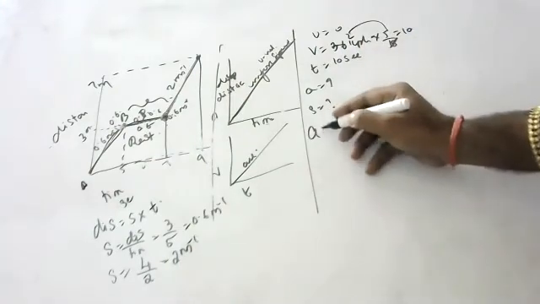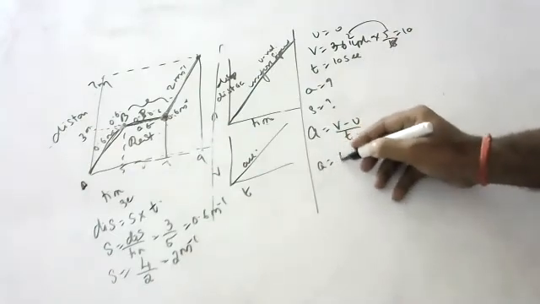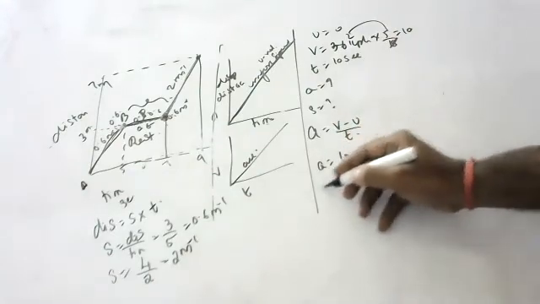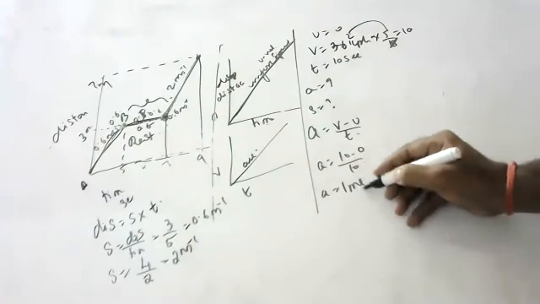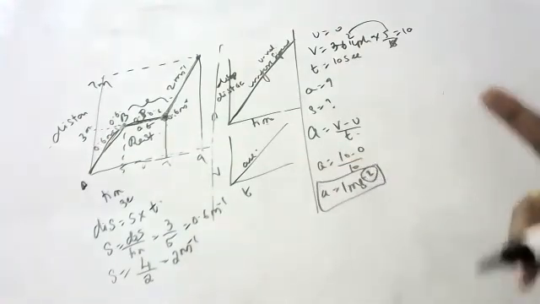What is the acceleration formula, children? V minus U by T. So 10 minus 0 by 10. The answer is 1 meter per second square. If you don't write units properly, you will not get marks, remember, children.